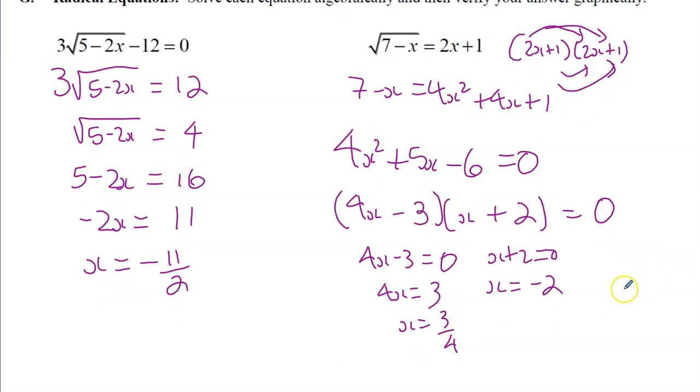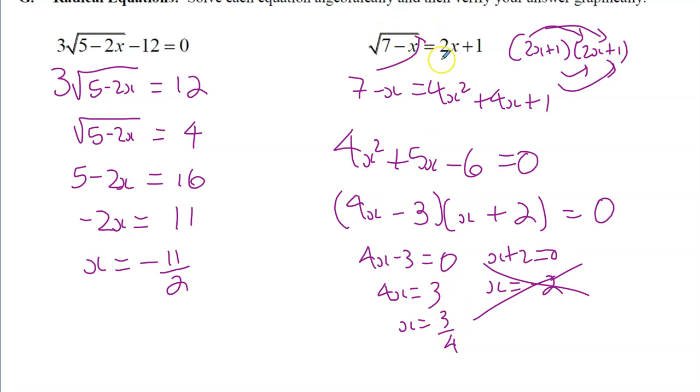Although, actually, let's be careful on this one, because we've got a root, and I want to make sure one of our solutions doesn't give us a negative. So let's just try this algebraically. 7 minus negative 2 is 9. The square root of 9 is 3. 2 times negative 2 is negative 4. Plus 1 is negative 3. So actually this is not a solution. So we're going to have to cross it out. It's extraneous, right? Since it's negative, it's going to make this side negative. But the left-hand side, being a radical, has to be a positive number.